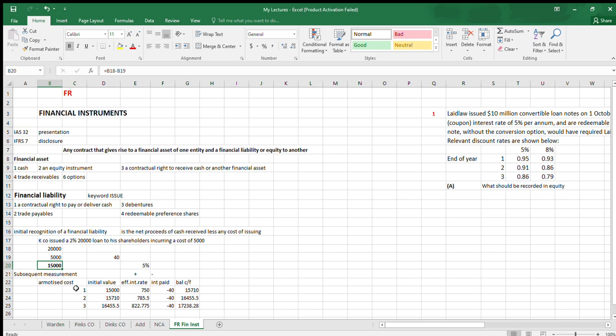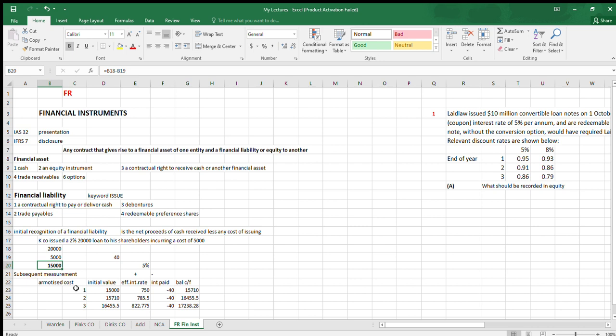So financial instrument is very, very simple. The effective interest rate will always be different from the interest paid. Bear that in mind. I told you that the interest paid is on the full financial liability, full amount. So the 20,000, that's the 2% on the 20,000. Are you getting me? Yeah. Now your effective interest rate, they will always give it to you as well.